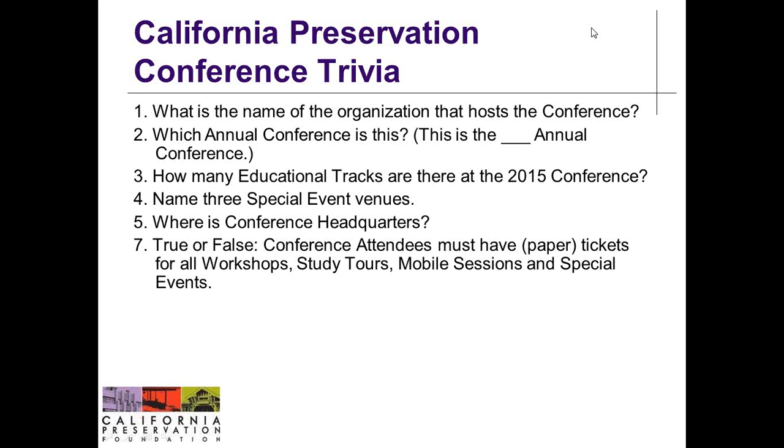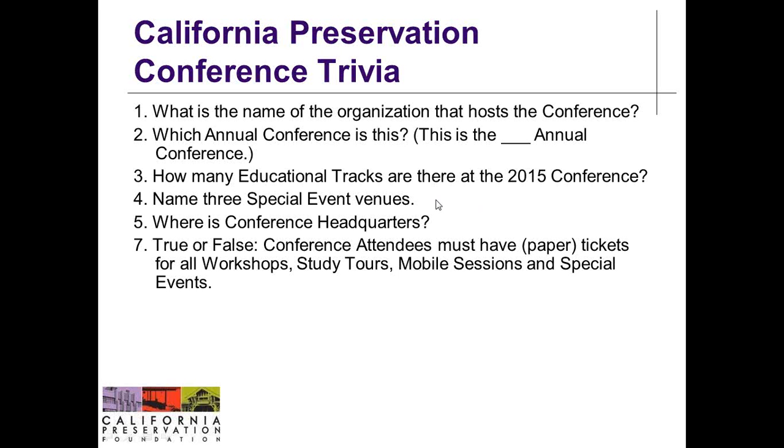Which annual conference is this? 40th. Yay, it's the 40th. We've been doing this for 40 years. The sneaky bit of trivia is it's actually 39 because in the first year they held 2 conferences in 1 year. So how many educational tracks are there at the conference? 5. You got it. 5 tracks. Under each track, 4 sessions and 1 mobile session, except for 1 track that has an extended 3-hour session on climate change.